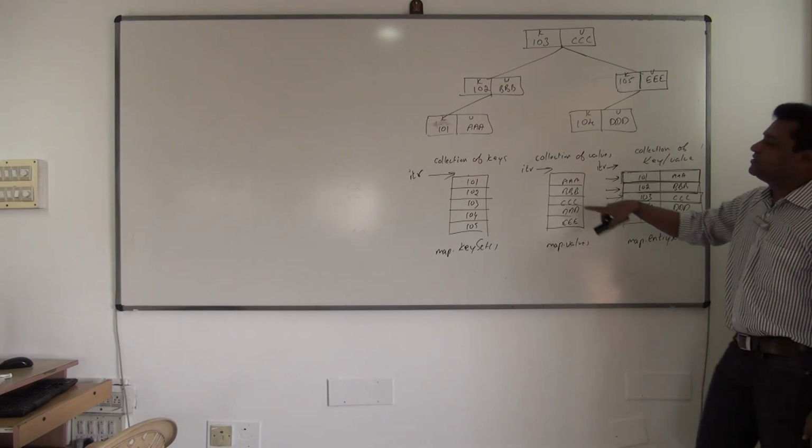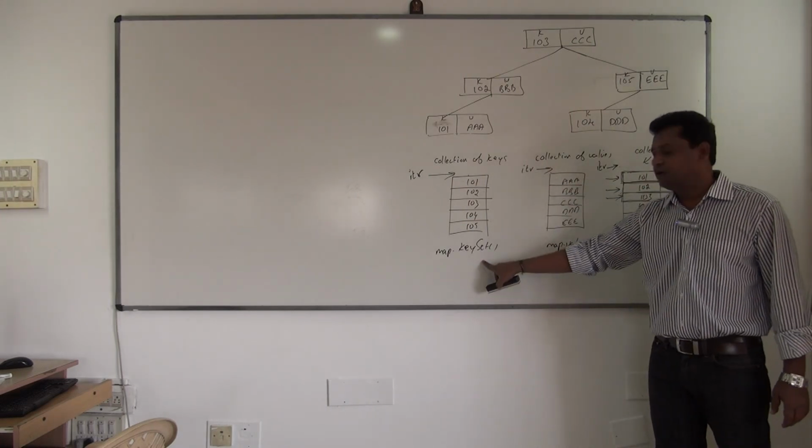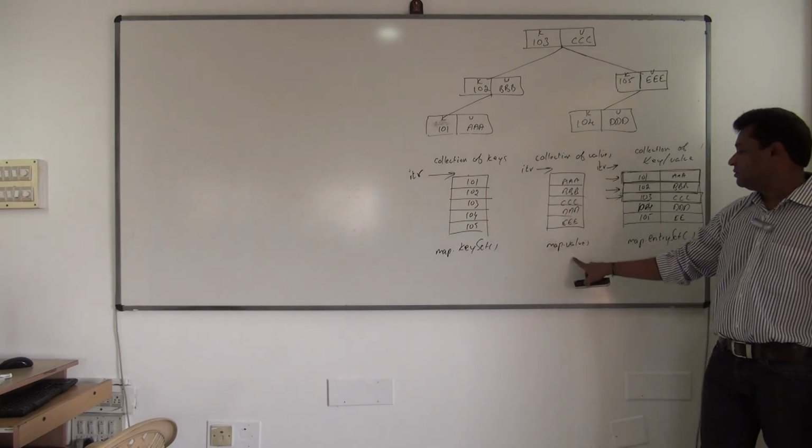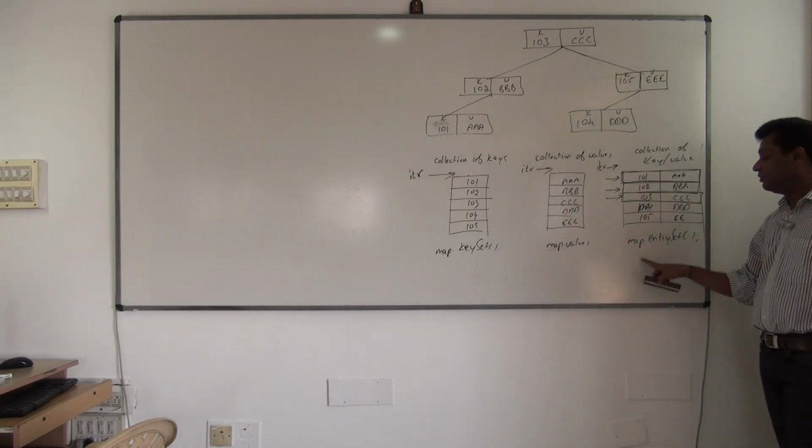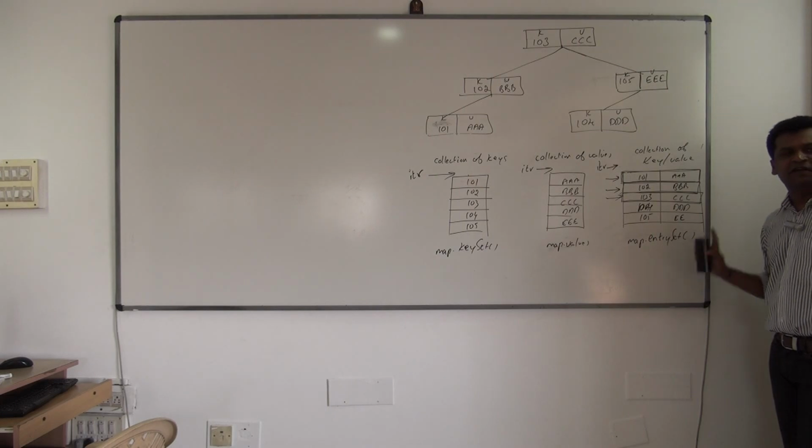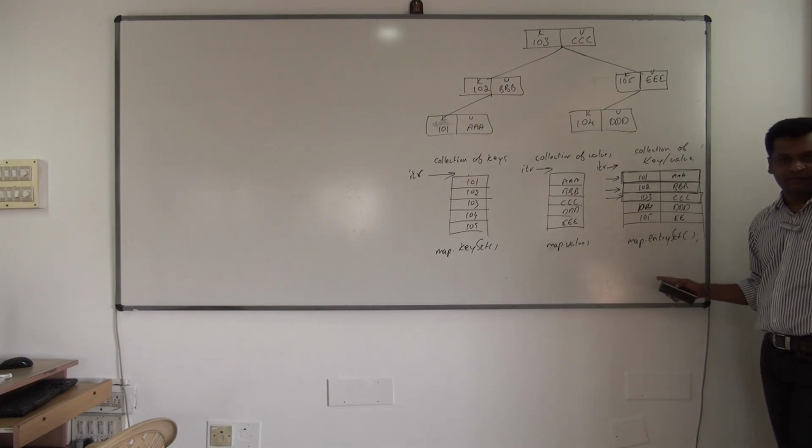So which iteration you want, you decide. Collection of keys means you'll call key set. Collection of values, map.values. Both key and value, map.entry set. Definite interview question. Definite 100% interview question. Clear?